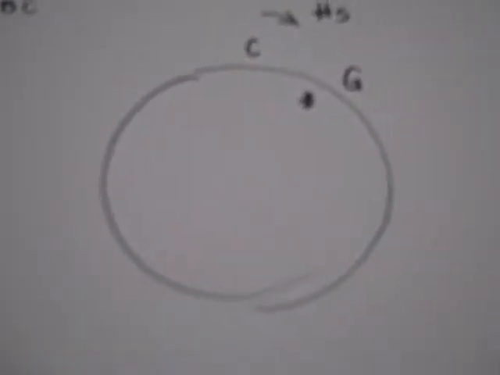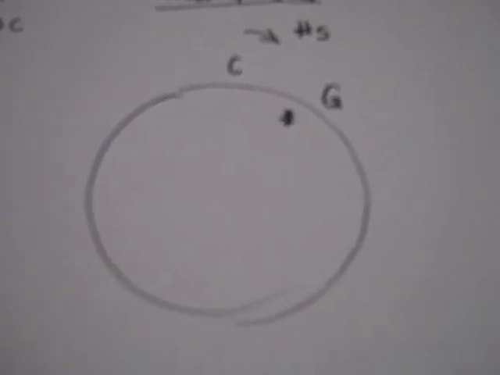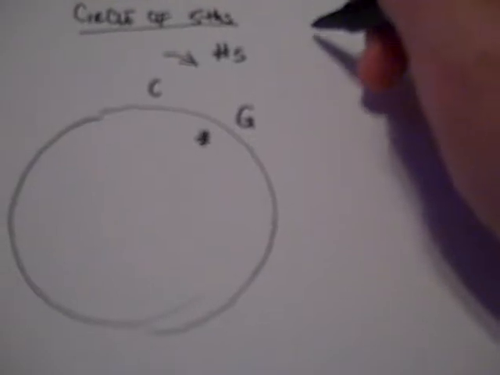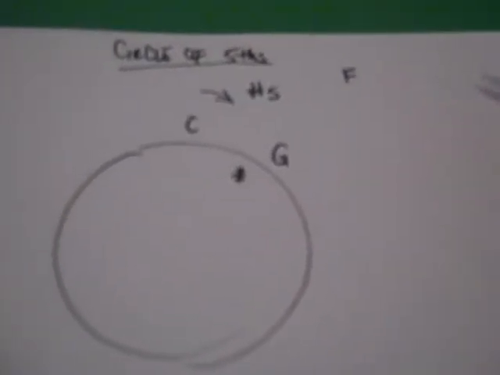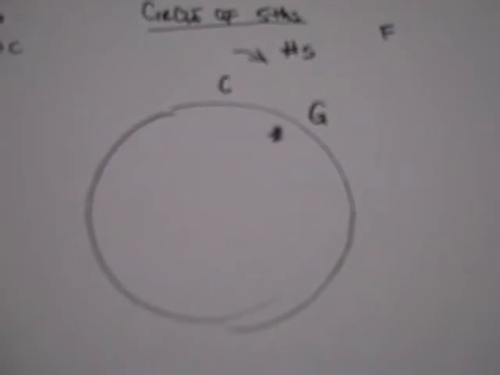And what we need to know, to know which sharp it is, is the order of the sharps. And all you have to remember about that is that we start on an F, okay? We start on F. So in the key of G, we have 1 sharp, and that sharp is F.